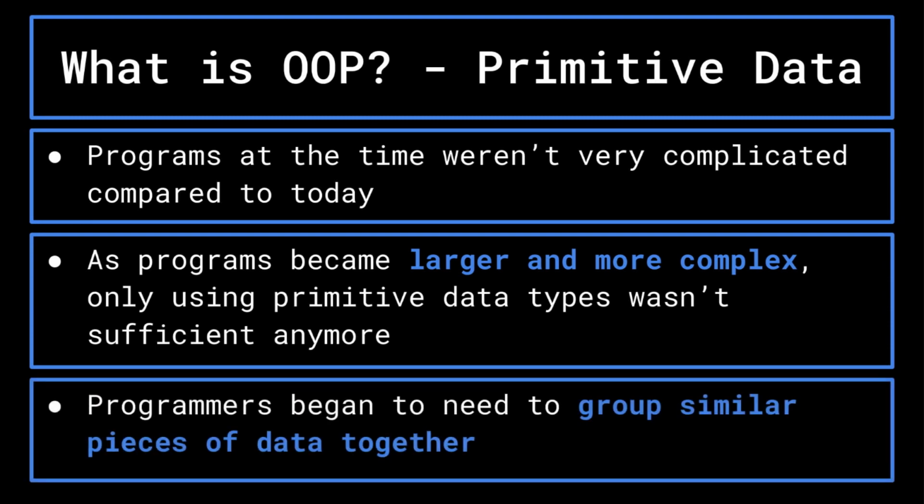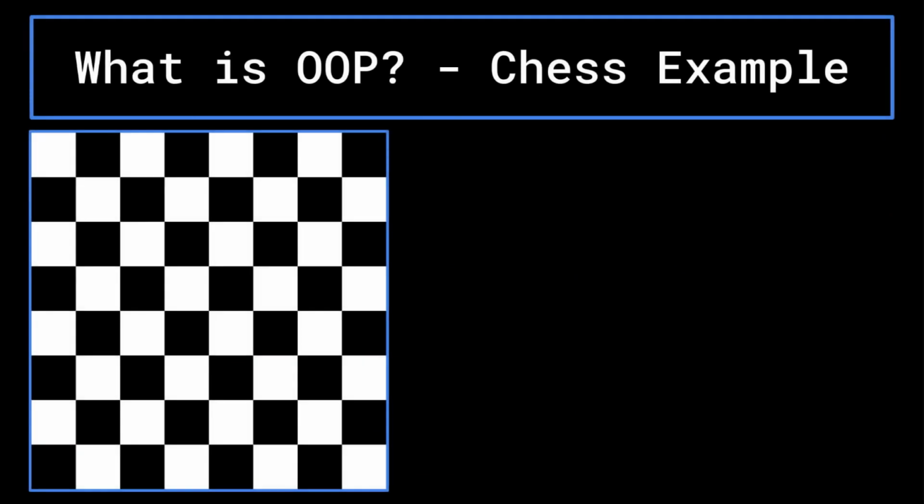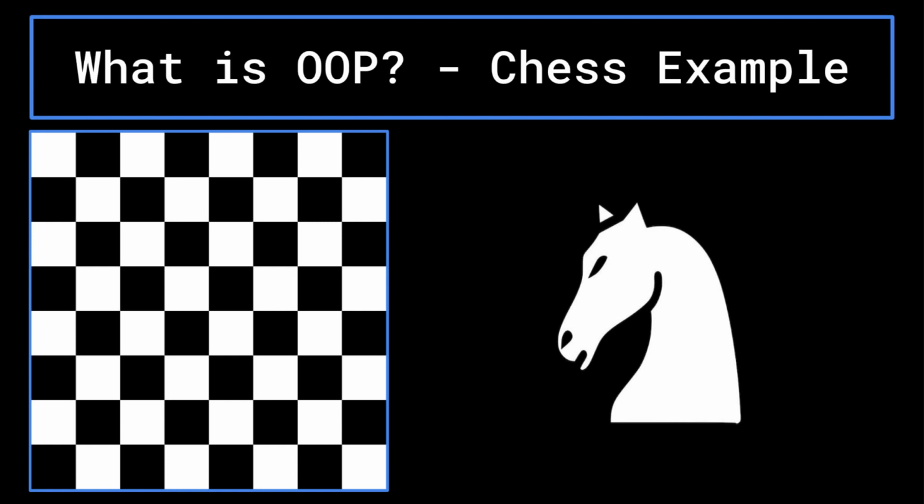Programmers began to want to group variables of similar type together. Why would this be useful? Well, to serve as an example, let's imagine you are trying to program a chess game. When programming a knight into the game, there are plenty of variables that you will need in order for the piece to work how it should.